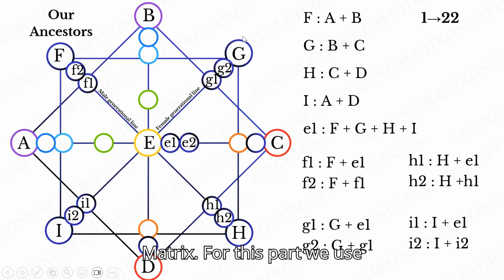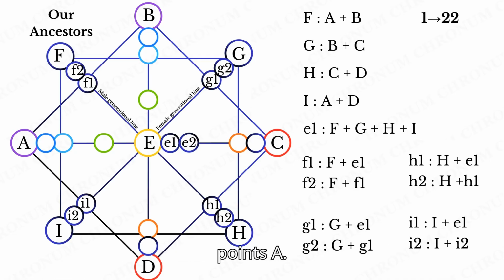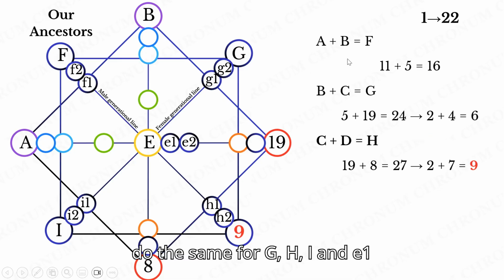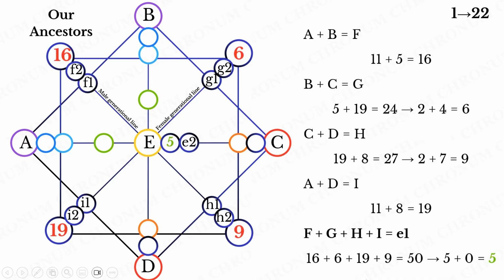Now let's continue with the ancestor matrix. For this part, we use the numbers we already calculated in points A, B, C, D, and E. For example, F is the sum of A plus B, 11 plus 5, which gives us 16. We do the same for G, H, I, and E1.